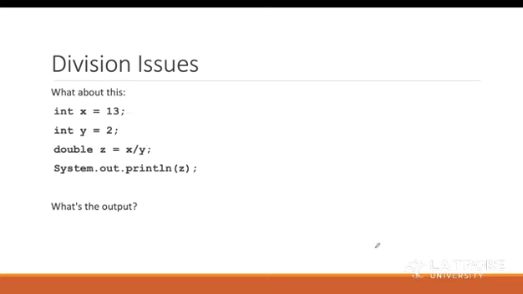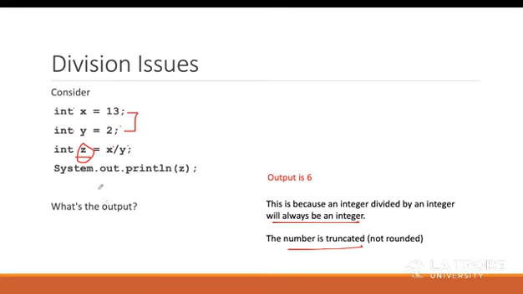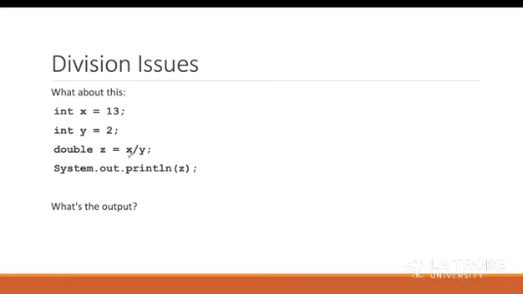Now let's consider this example. So we were storing it inside z, of course. So z is only capable of storing whole numbers. So the answer was 6. Let's consider this example. Here you can see that your x and y are still of type integer and the values are the same, 13 and 2. Now your z, where you are storing your answer, is of type double. And then you are printing that z. What will be the output? The output will still be 6.